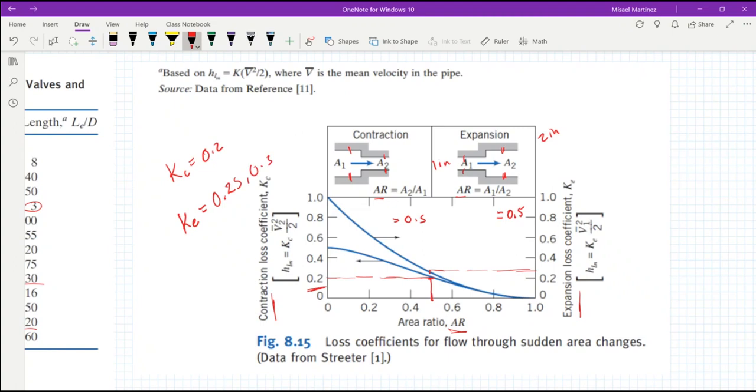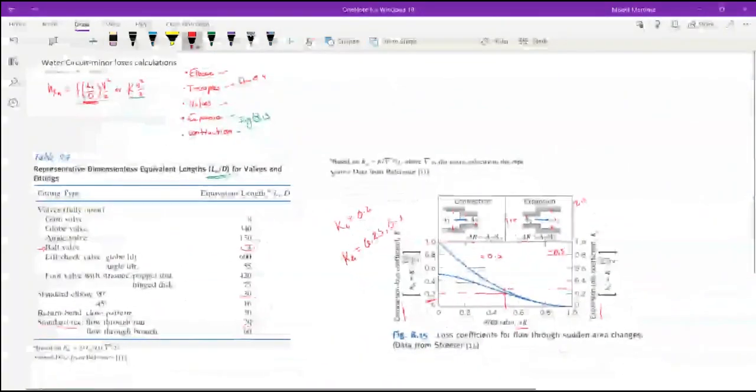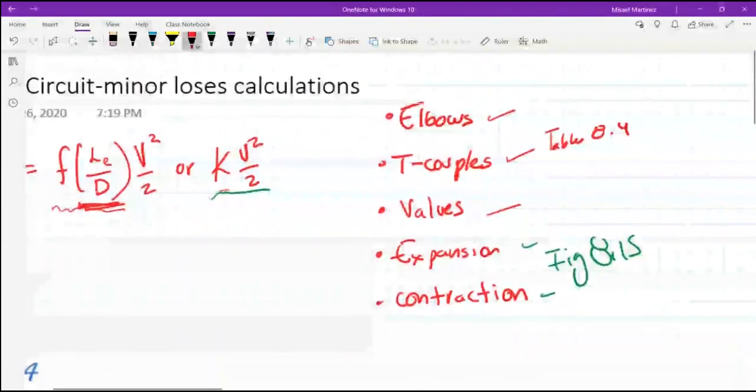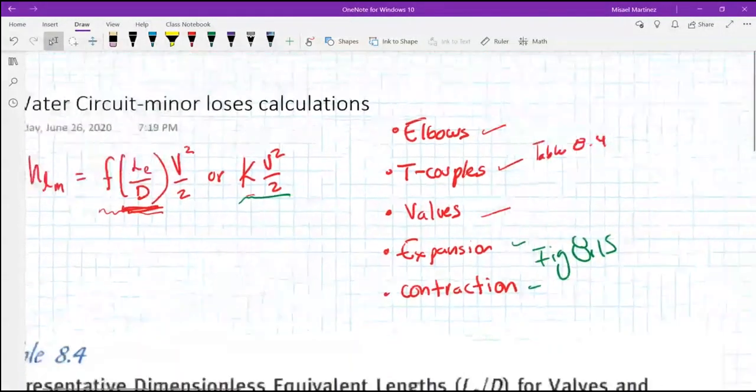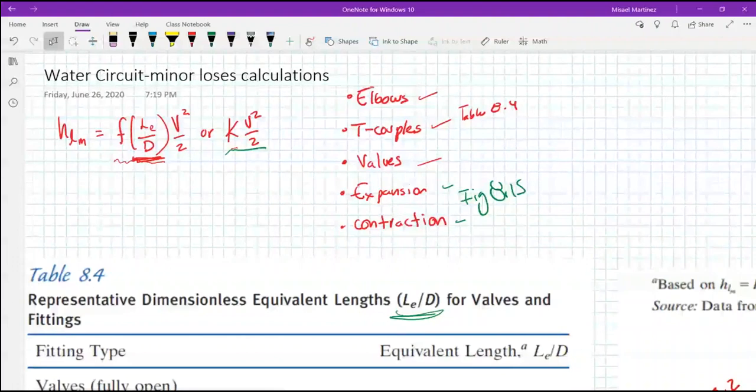You can just do this on your own. You can print the paper, or you can do it on your computer. This is just an example that I'm doing real quick. You can probably do this much more accurately. But now you have your K values, you can just go back to the formula over here, the K formula, plug it in, and find the minor losses for the fittings.